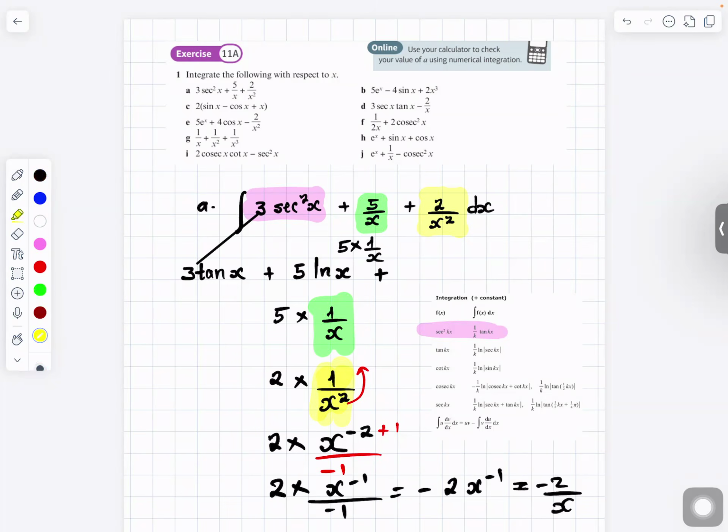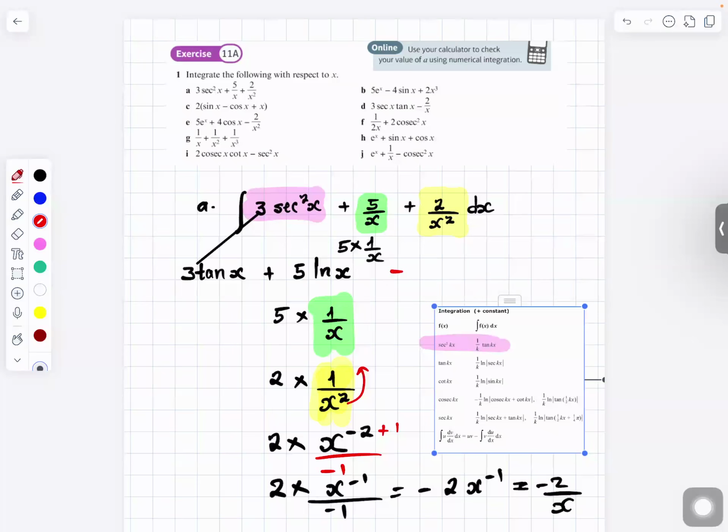So the last one would be minus 2 over x. And then there's something we do when we finish integrating: plus c, the constant of integration. So that's how you've done that question 1a.